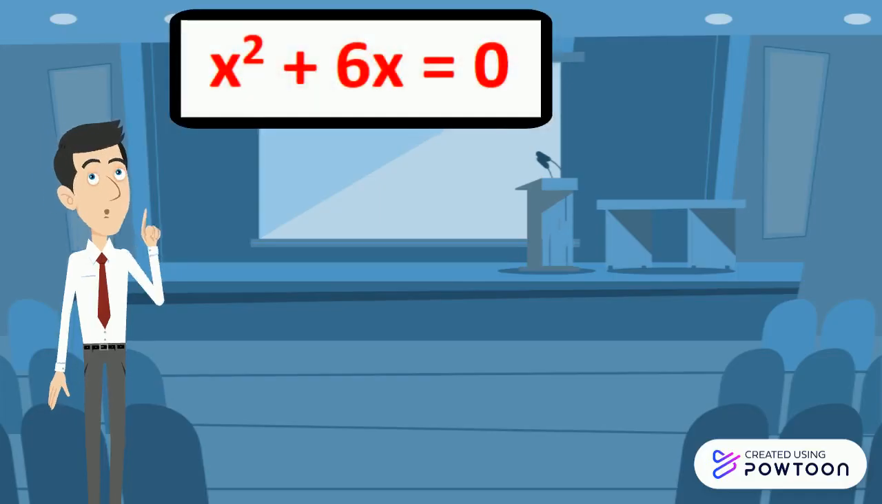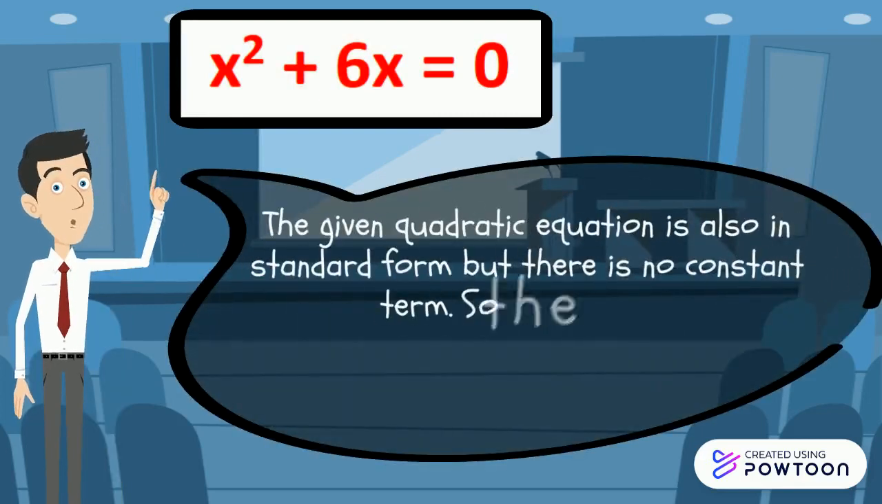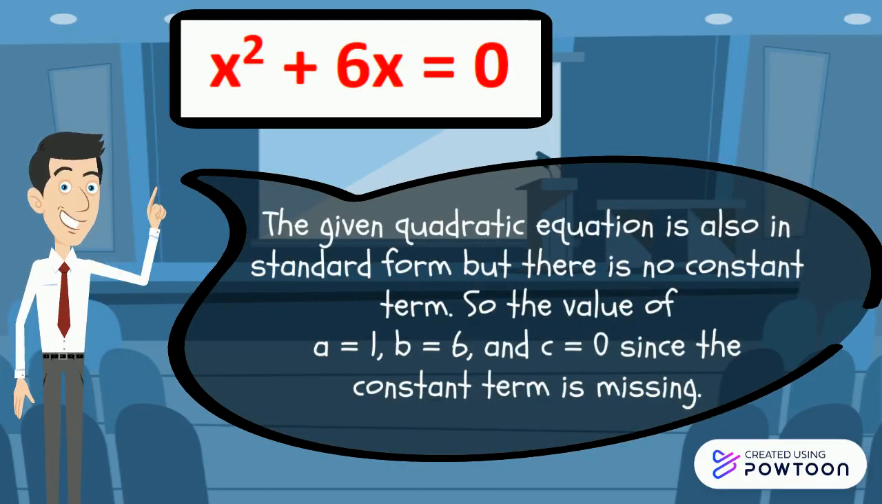This is also a quadratic equation in standard form, but there is no constant term, so the value of a equals 1, b is 6, and c equals 0 since the constant term is missing.